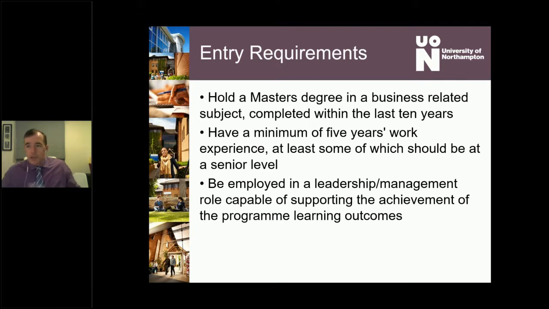Let's get on to what you need to do to get on the program. Standard entry is this, and fairly usual for any doctorate program, a master's degree in a business-related subject, ideally completed within the last 10 years. If it's longer than that, as long as you've shown that you've undergone some sort of training or kept your knowledge up to date in some sort of a way, then that would be okay. We want a minimum of 5 years work experience, at least some of which should be at a senior level, and you should of course be employed. Remember, this is a professional doctorate, so you need to be employed in a leadership and management role capable of supporting the achievement of the learning outcomes.